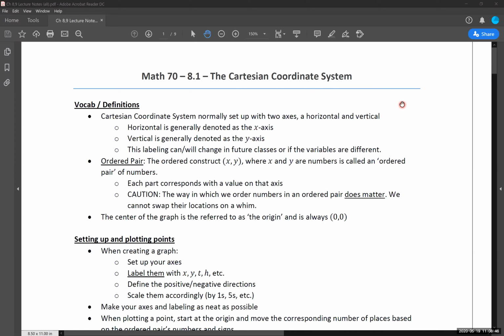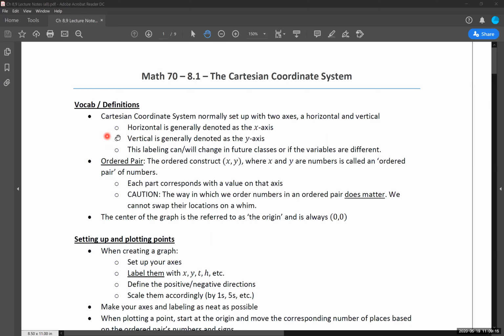So our preliminary stuff that we want to go through, again, we're going to work with our vocabulary and definitions of these things. The Cartesian coordinate system normally sets up two axes, a horizontal and a vertical one. So we have a straight vertical axis and a straight horizontal axis. Generally speaking, the horizontal axis is denoted as the x-axis, and the vertical is generally denoted as the y-axis.